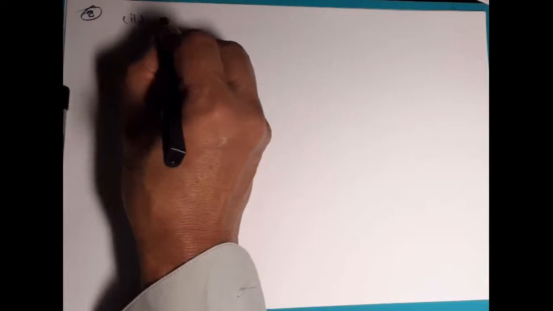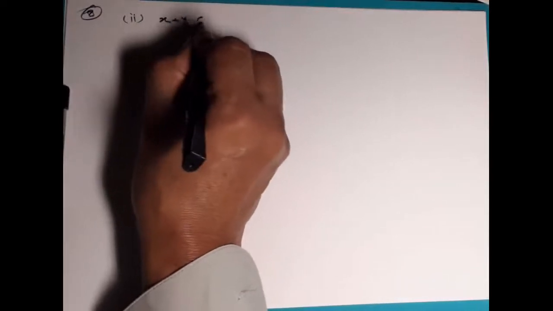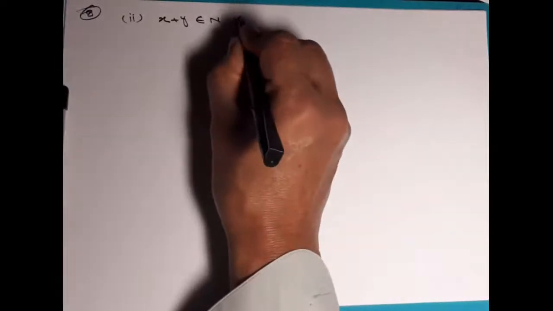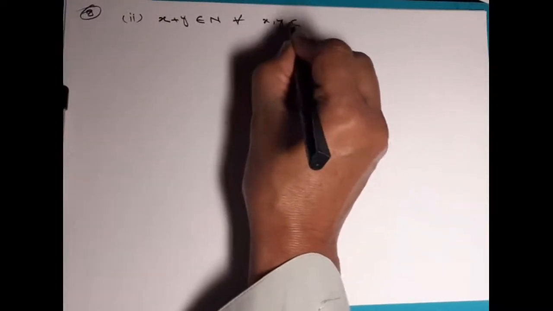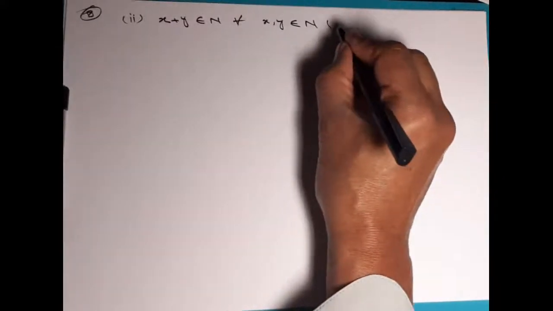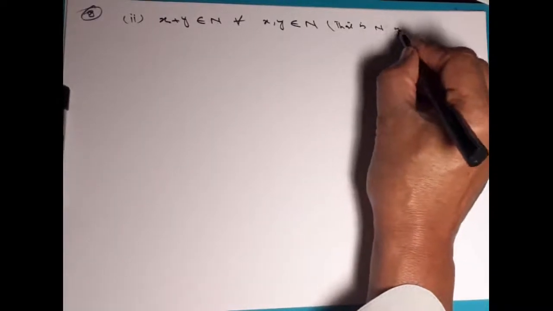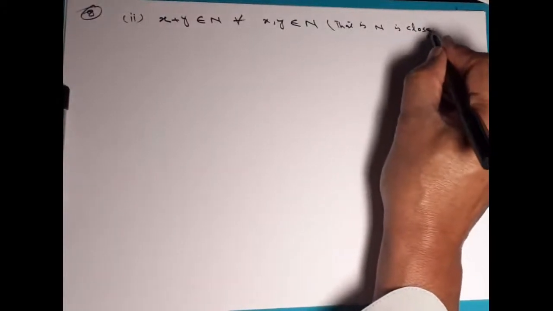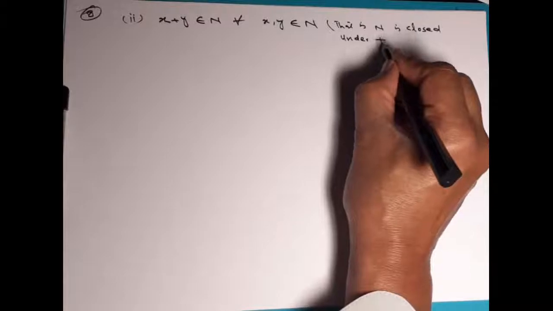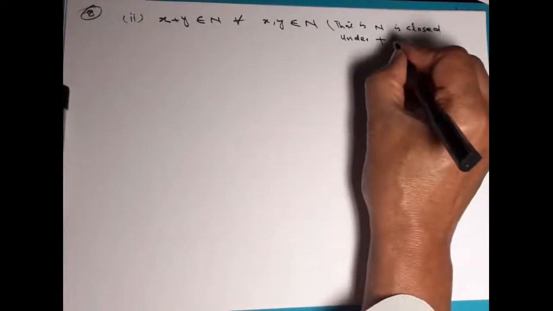Second condition is N is closed under addition of M. The second condition is x plus y belongs to N for all x, y belonging to N. That is, N is closed under addition inherited from M.